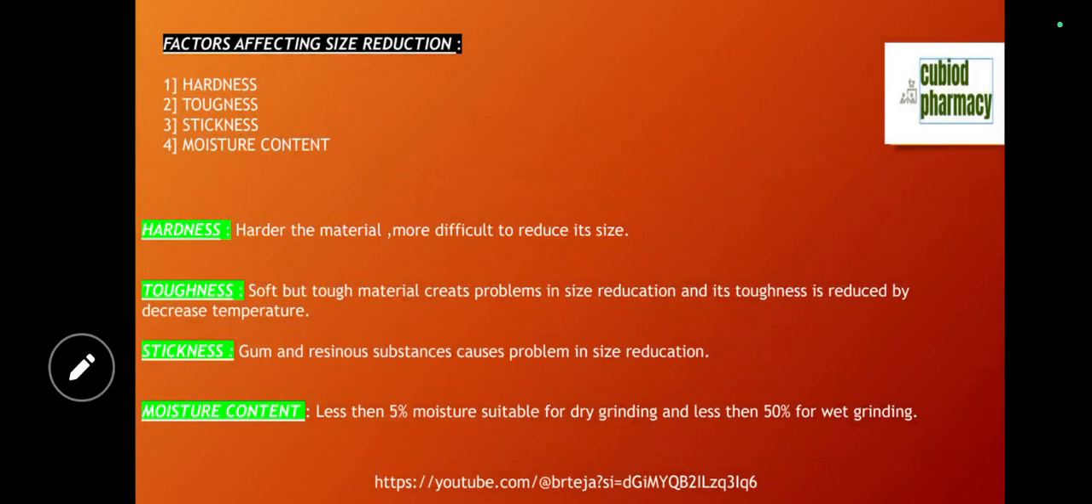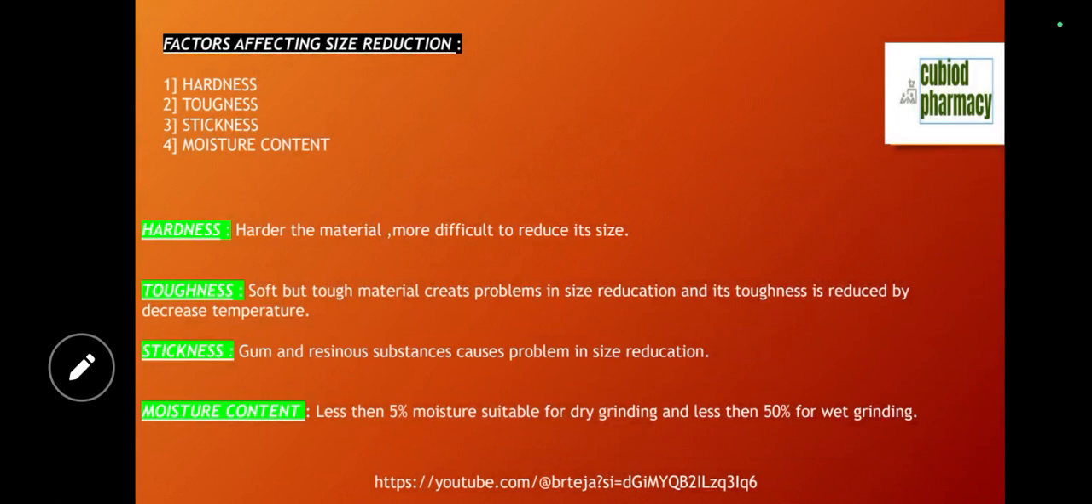You can first wet grind the seed, after that you can do the dry grinding. This is the process of tablet preparation. You can study it deeply in Industrial Pharmacy 1.